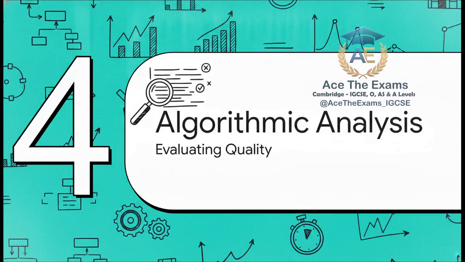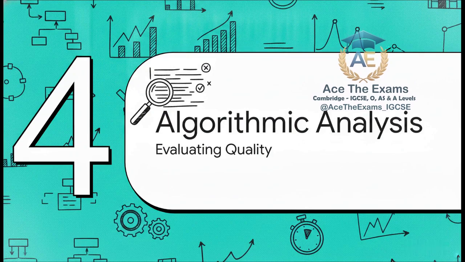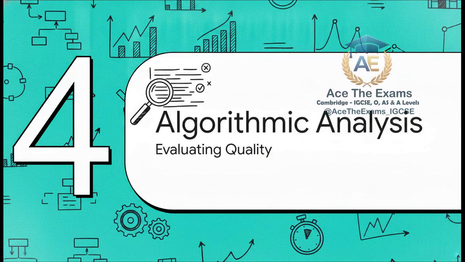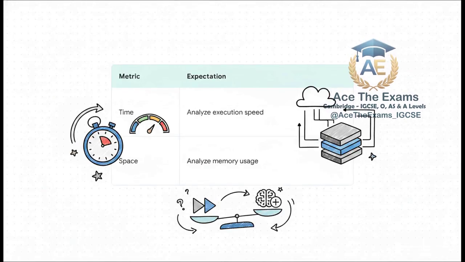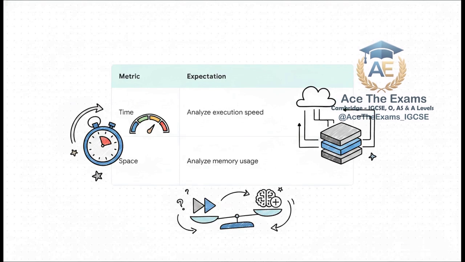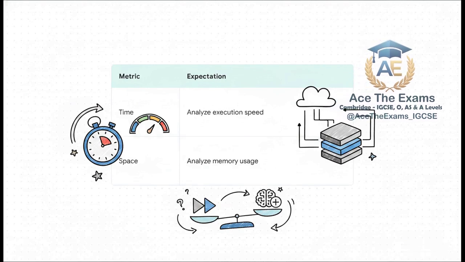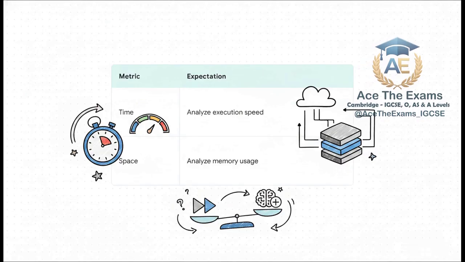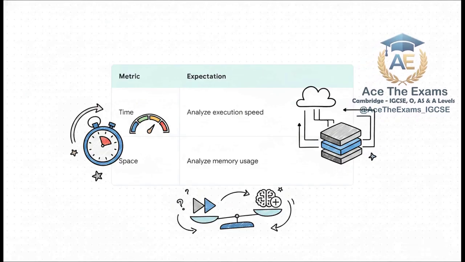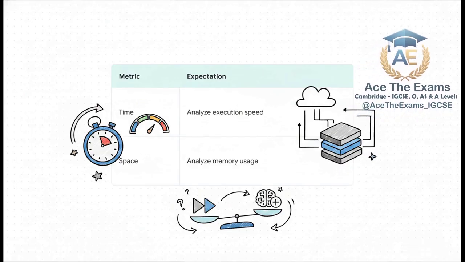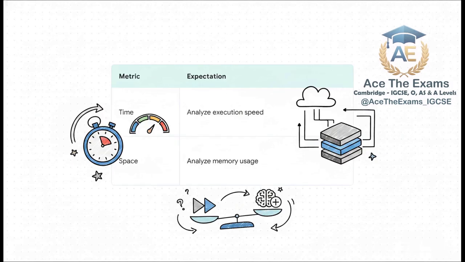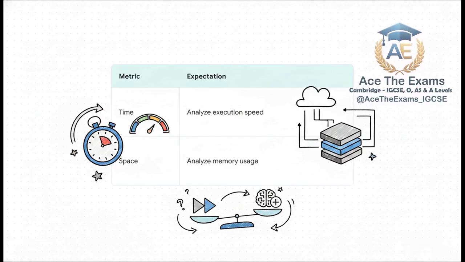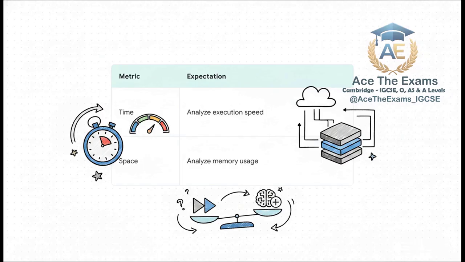Welcome to Section 4, Mastering Algorithmic Analysis, Evaluating Quality. Okay, time for an interactive workshop. To hit the absolute highest mark bands, you have to transition from merely writing code to actively critiquing it like a senior developer. Top-scoring candidates demonstrate higher-order evaluative thinking by analyzing the trade-offs between 2 major metrics, time complexity and space complexity.